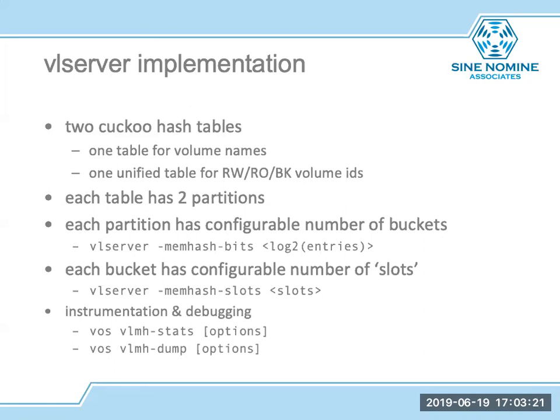We also needed some instrumentation and debugging, so we added some new VOS commands as well, so we can monitor the performance of the hash tables and get a good indication of when they should probably be made larger. It helps with finding bugs in the implementation. If our hit ratio is not what we expect, we can detect that from monitoring the stats. And if there turns out to be a problem with the implementation, we can also dump the entire table and see what the physical contents of the table are using that command.